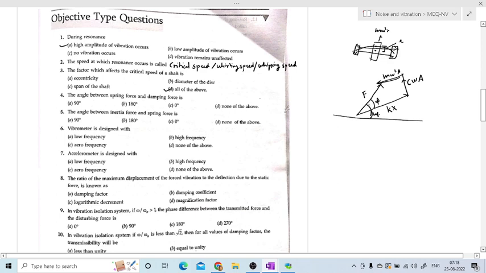Okay. So that differential equation you can represent in graphical form. And if you know this graphical form, then you can give these answers. Now just read the statement. The angle between spring force and damping force.